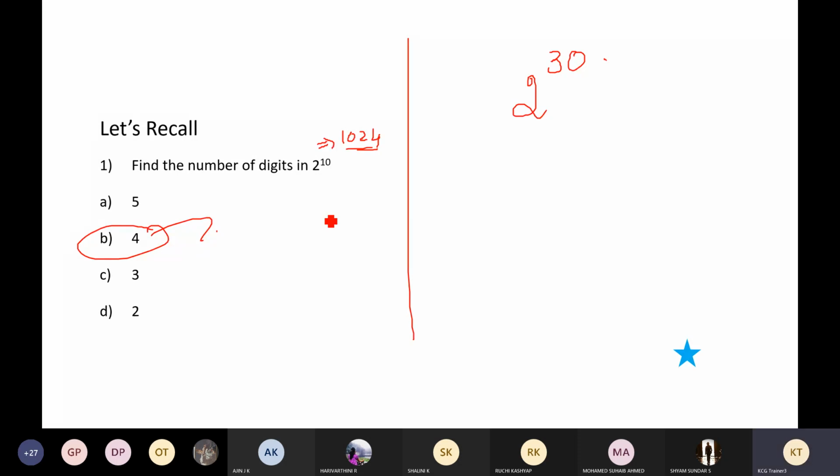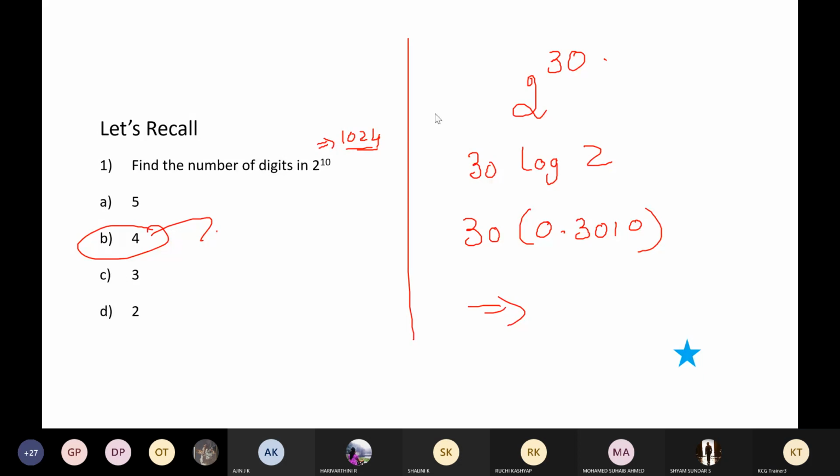Is it 9 or 91? Think carefully. Guys, 2 power 30, so it would be 30 log 2. Correct? So 30 into 0.3010. Multiply these two and tell me what is the answer that you get.